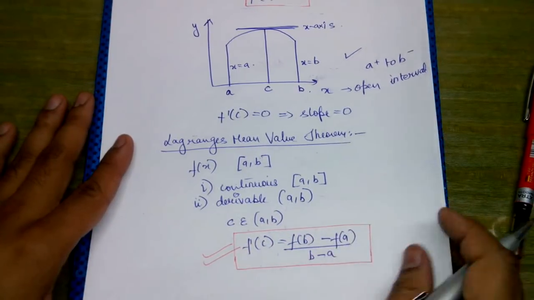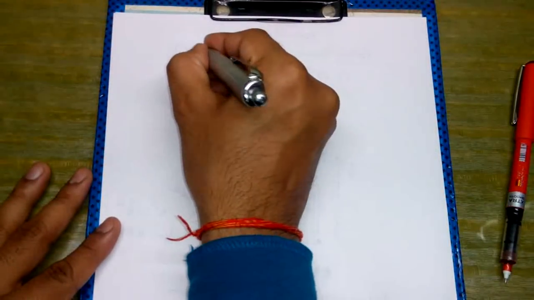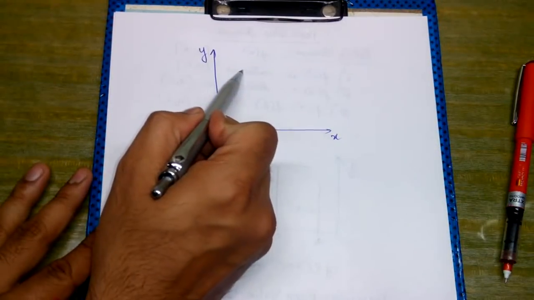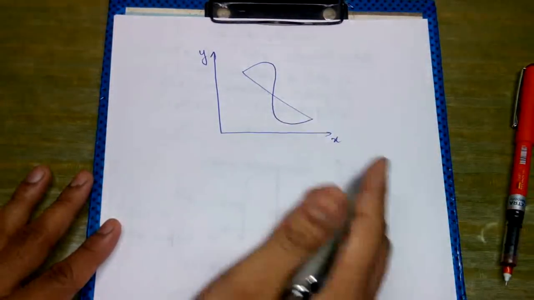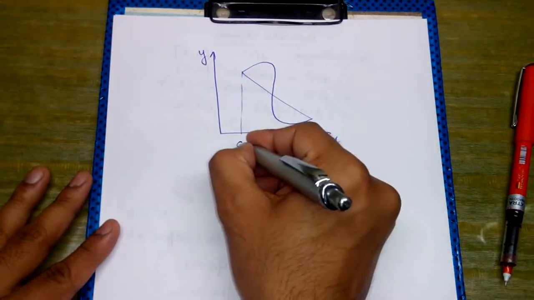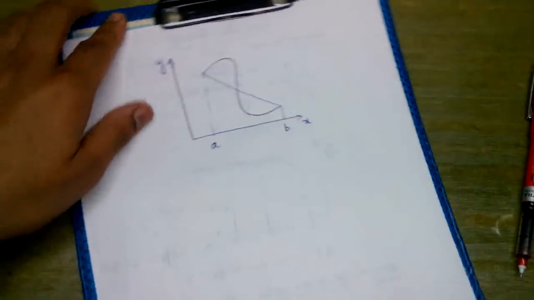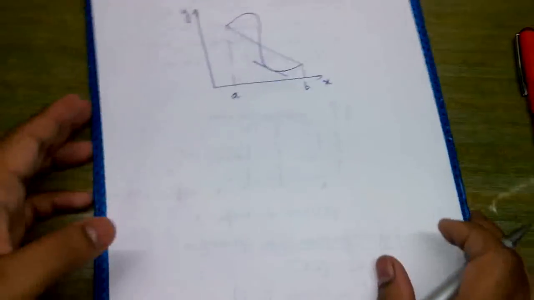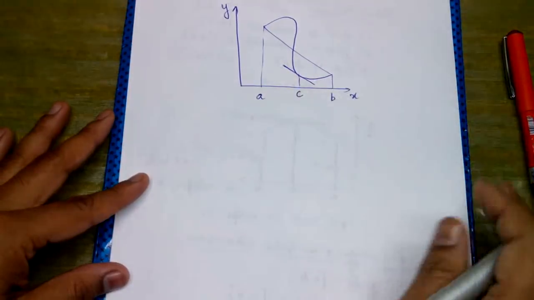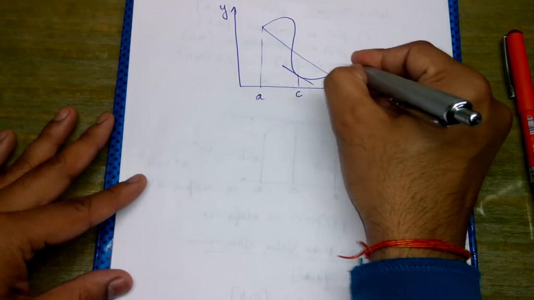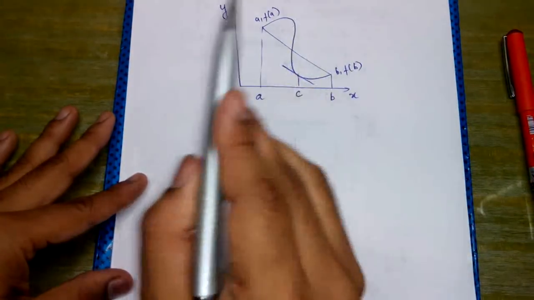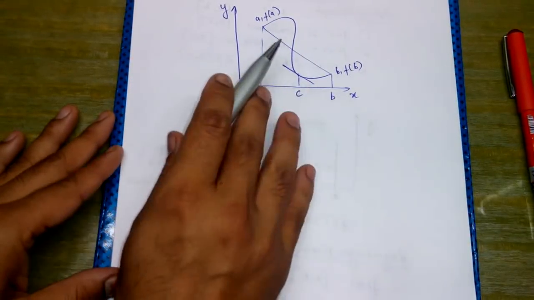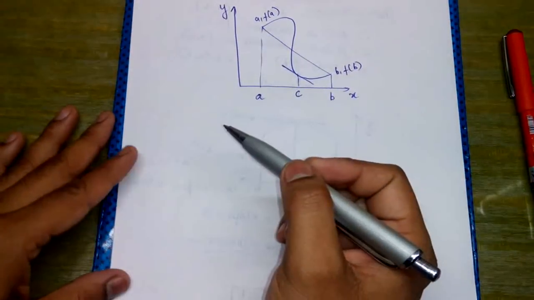Okay, now we will draw the graph corresponding to this. Y-axis, x-axis, okay, so this is corresponding to the point A, this is corresponding to the point B, and this is corresponding to the point C. Okay, so this is B comma f of B, this is A comma f of A, the coordinates of these points, and these lines are actually parallel to each other. This line and this line are actually parallel.